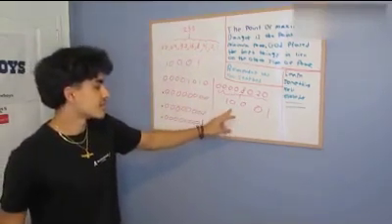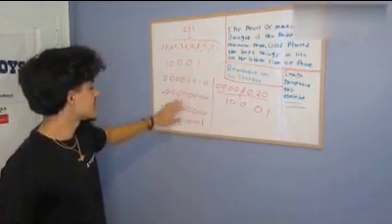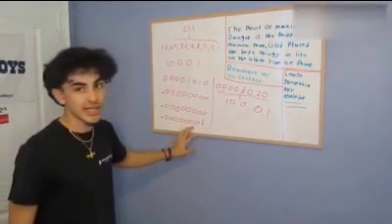That's how you convert a decimal IP address to binary, and from binary to decimal.